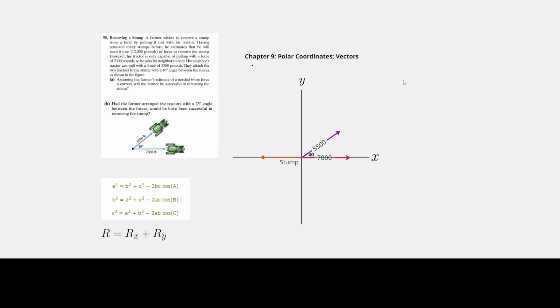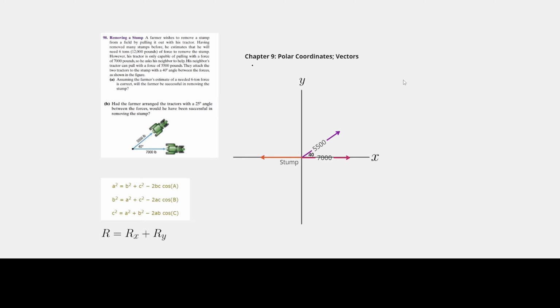Question 98. Removing a stump. A farmer wishes to remove a stump from a field by pulling it out with his tractor. Having removed many stumps before, he estimates that he will need 6 tons, 12,000 pounds of force to remove the stump. However, his tractor is only capable of pulling with a force of 7,000 pounds, so he's asked his neighbor to help.